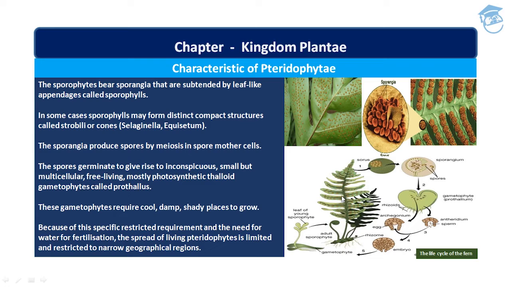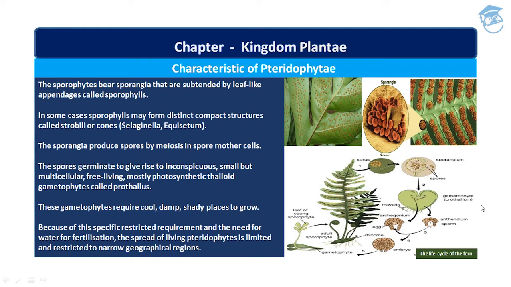See, this is the adult sporophyte. This is the leaf of a young sporophyte, then it gets converted into an adult sporophyte. This is the sorus. See, these brown ones are sorus, which are arranged on the leaf, and a sorus has many sporangia, which have many spores present inside it, and then it forms the gametophyte, which is the prothallium.